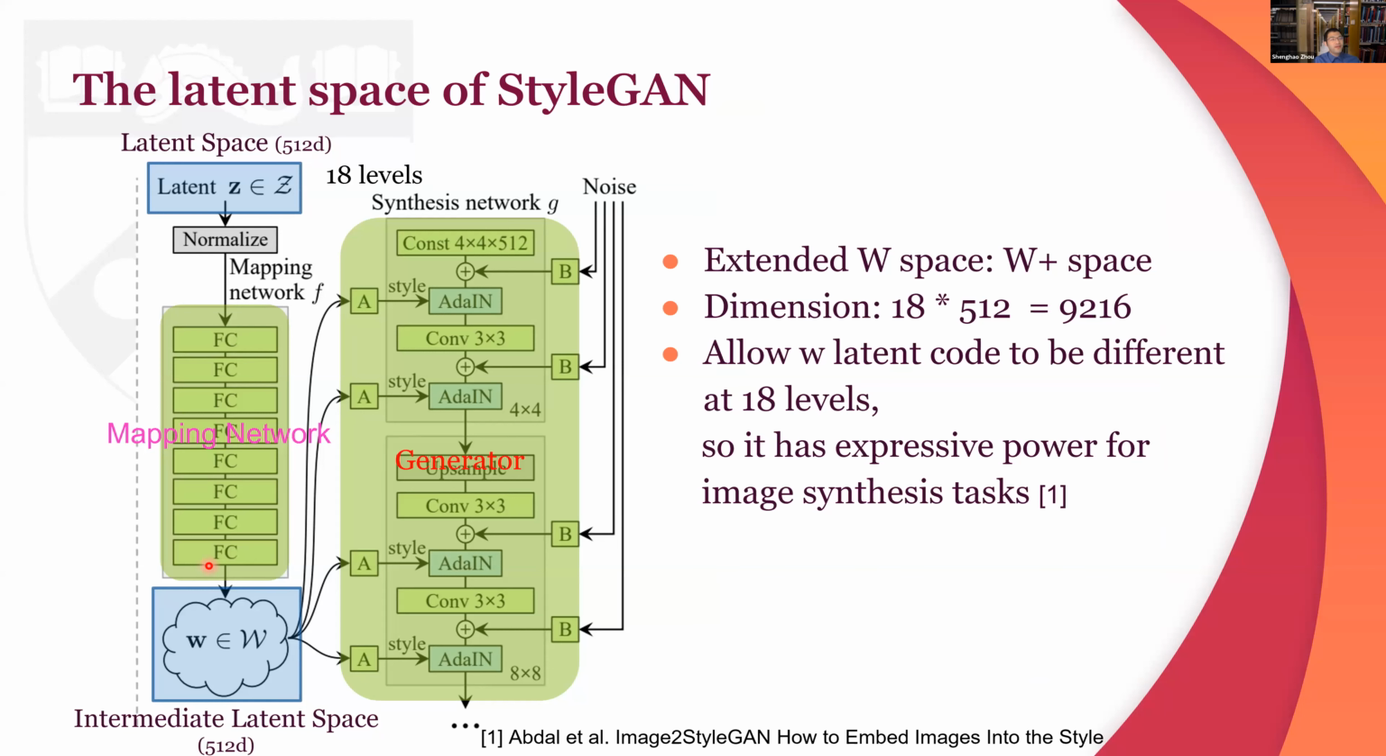So what is the latent space of StyleGAN? There are many choices. Of course, Z and W are valid choices, but we follow the convention of a previous work and use the so-called W plus space as its latent space. Basically, we take this W space as a latent space, and we allow it to be a little different at each scale level. So now we have a larger latent space that has more expressive power.